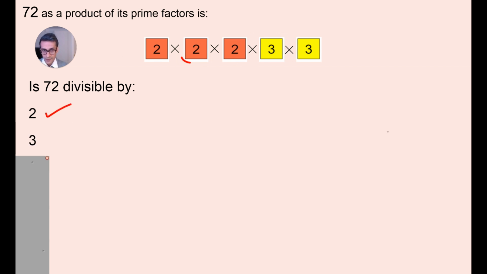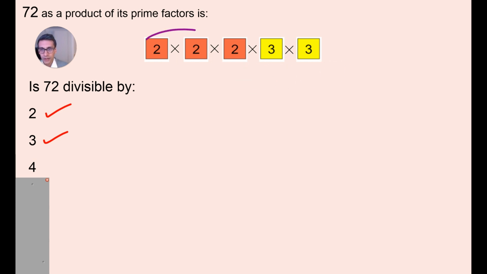Can you see if 3 is a factor? Decide if it's true or false. Is 72 divisible by 3? Hopefully you've spotted yes. In fact, we can see 2 3's there. How about 4?